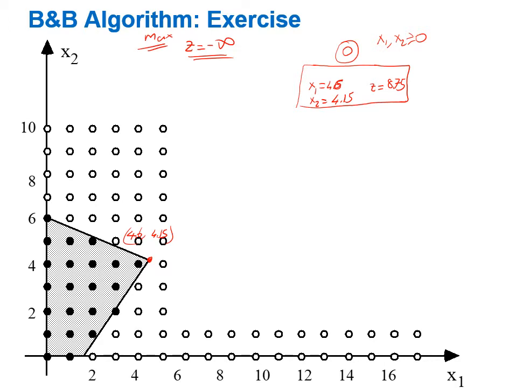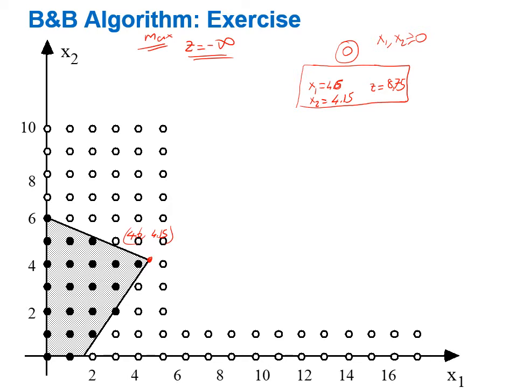Can we fathom it because of bound? This question is critical because for a new learner, it's a little bit difficult to figure out. What you need to compare is the best integer solution in your hand with the z value of this current solution. The z value of the current solution is 8.75, and the best integer solution that we know until now is minus infinity.